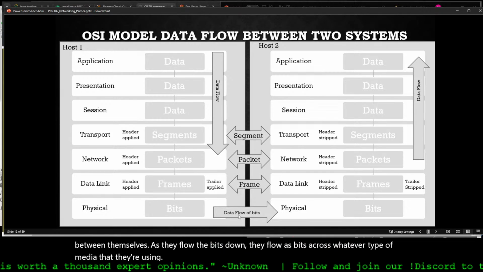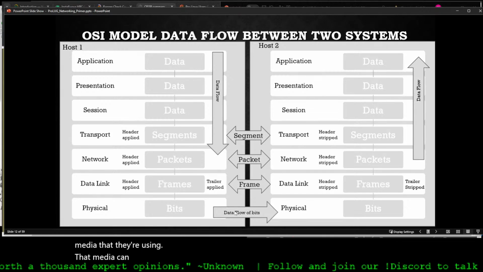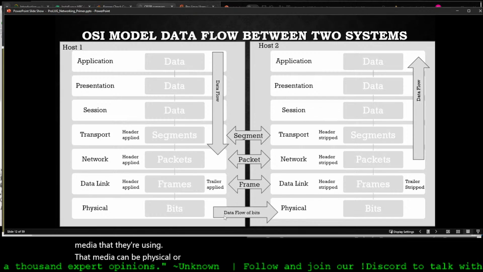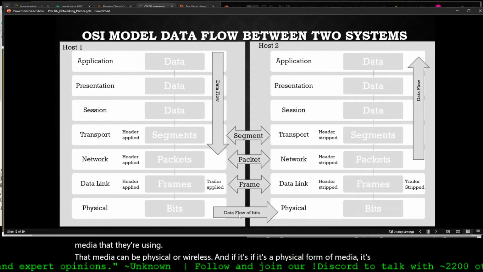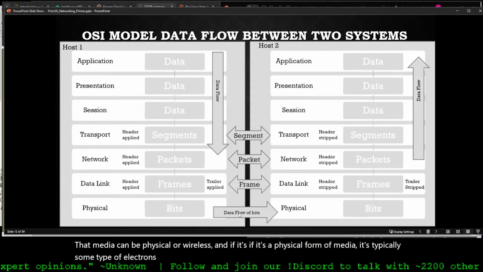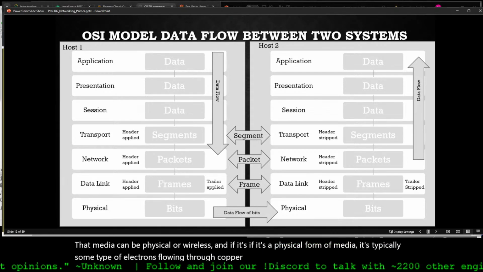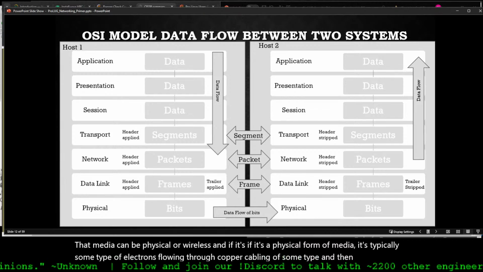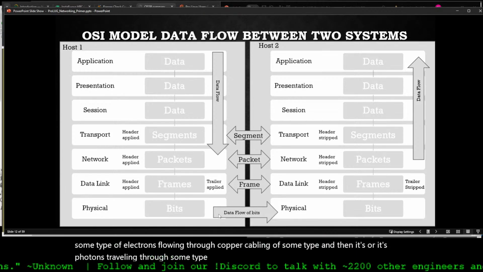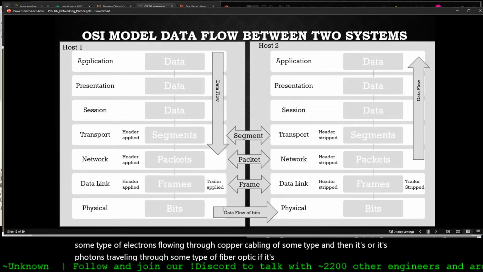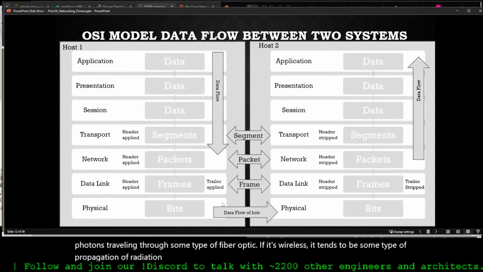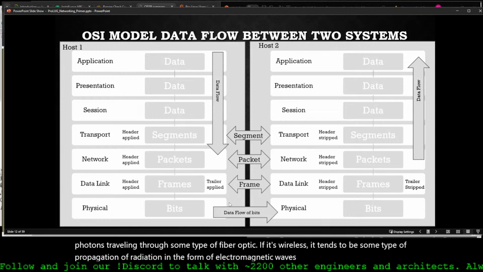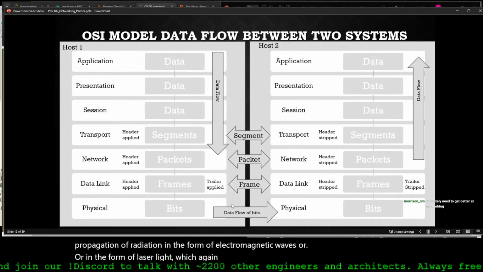That media can be physical or wireless, and if it's a physical form of media, it's typically some type of electrons flowing through copper cabling of some type, and then it's photons traveling through some type of fiber optic. If it's wireless, it tends to be some type of propagation of radiation in the form of electromagnetic waves, or in the form of laser light, which again is photons, right?